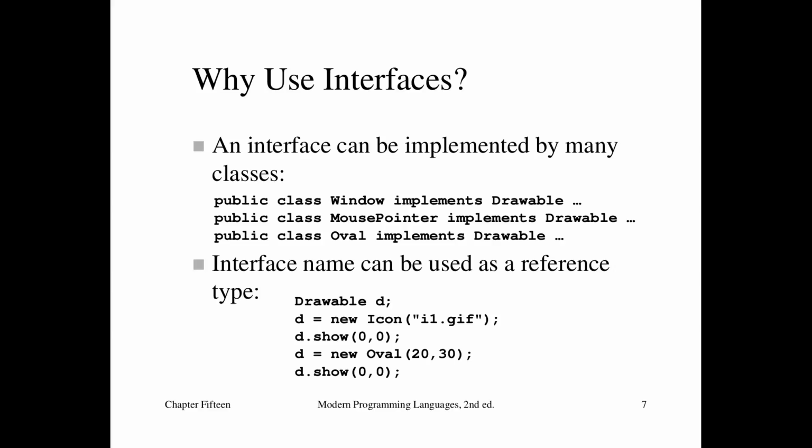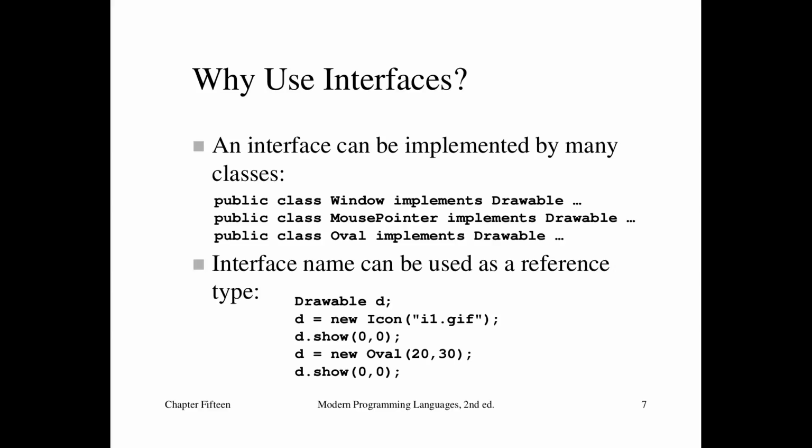Our variable points to a type of Drawable, but that Drawable in this case could be an icon, and then a little bit later it's an oval, and then a little bit later it could be a window or a square or a mouse pointer. It can be a whole bunch of different things. We never had to change the type of the Drawable d, right? We changed the implementation of it.